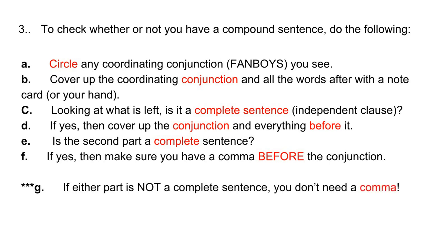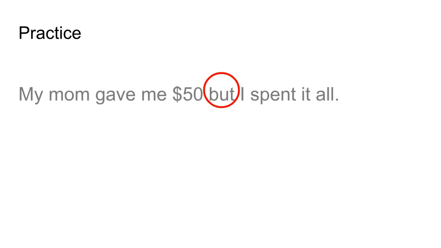Now I want you to make a special note here. Highlight it, circle it, something. If either part of that sentence is not actually a complete sentence, then you don't need a comma. So like if you cover up one side and you don't have a complete sentence, then you don't need a comma. That's really, really important, because not every FANBOY needs a comma, but every FANBOY that's between two sentences does need a comma.